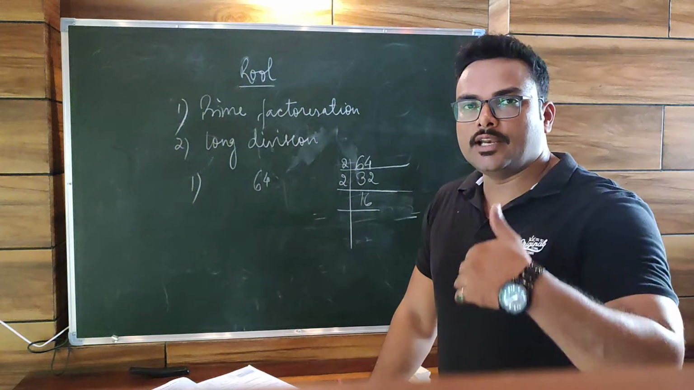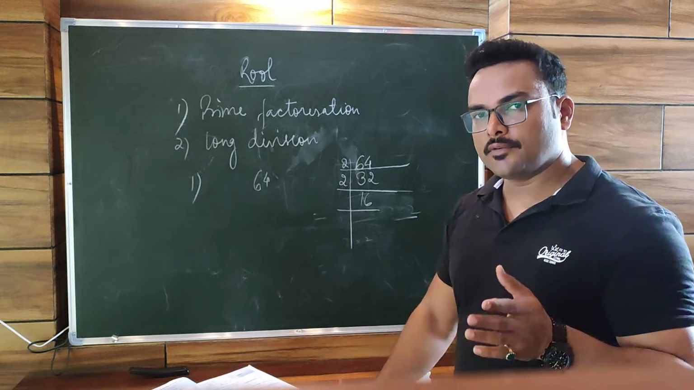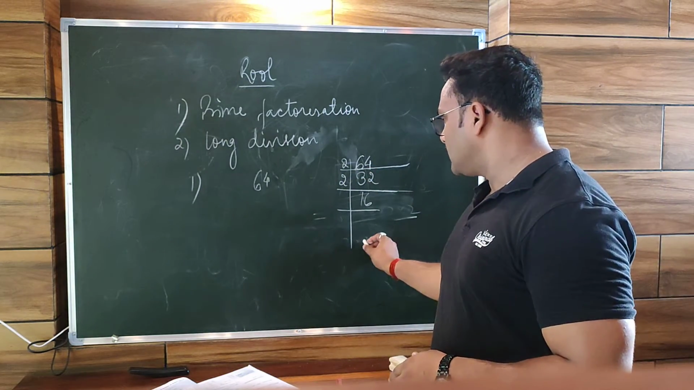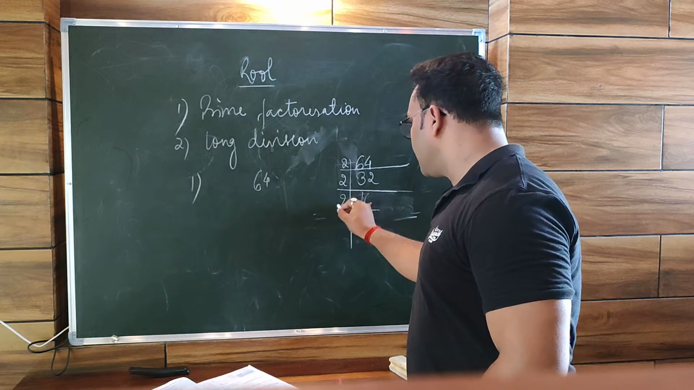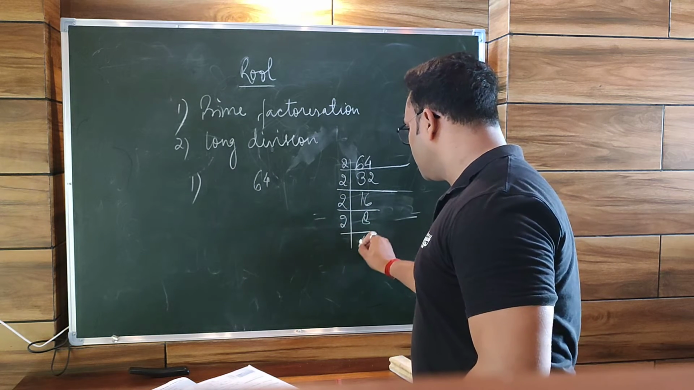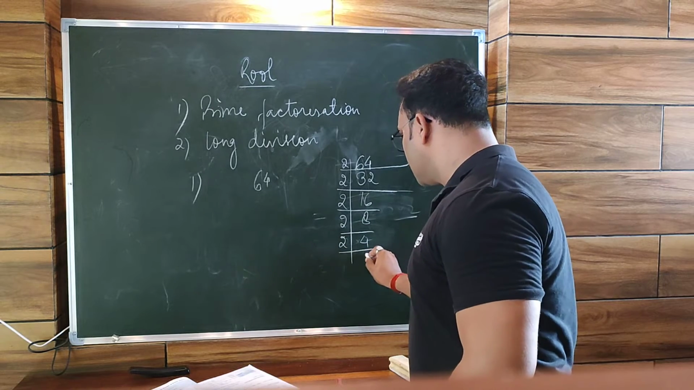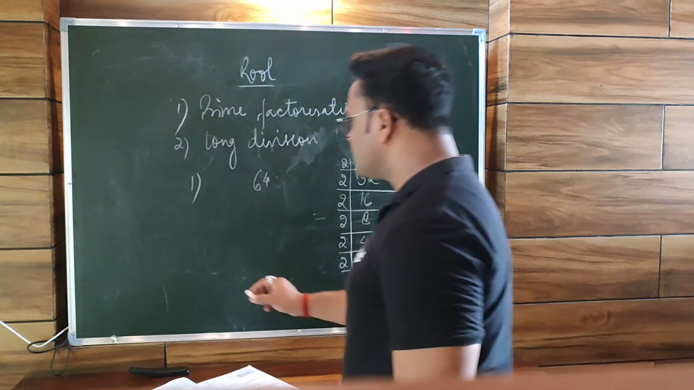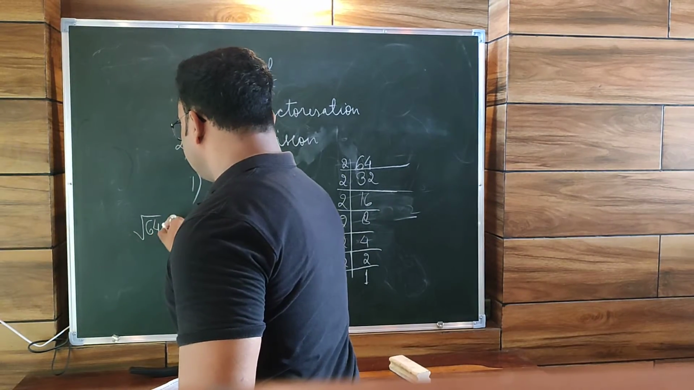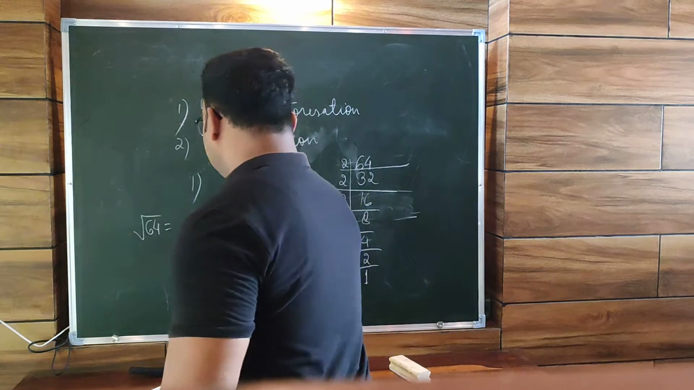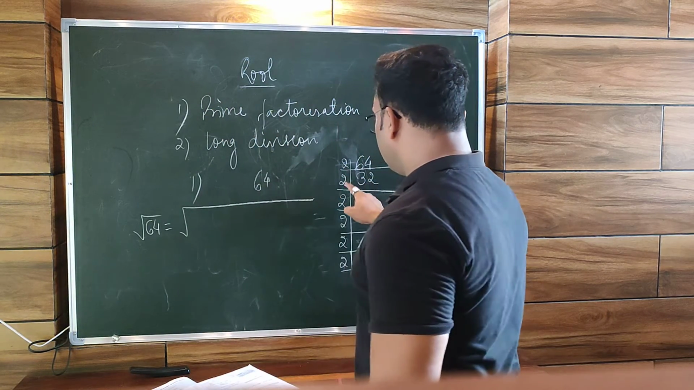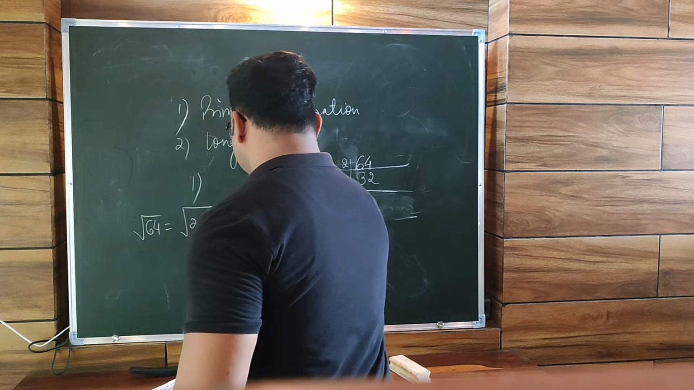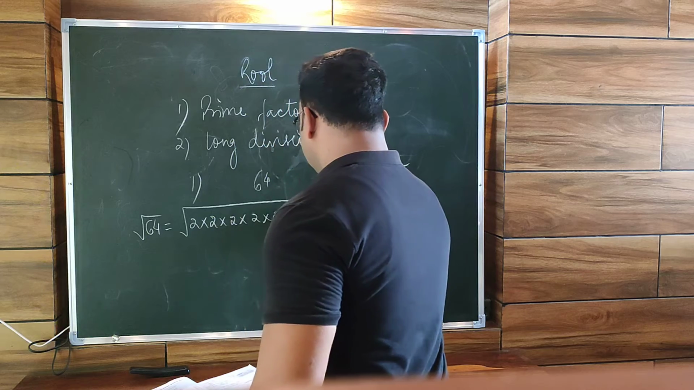You will continue dividing it by 2 as long as the number is even, and we are dividing until we get 1. So again by 2, 8, 2, 4, 2, 2, and by 2 again it is 1. So root 64 you can write as root 64 is equal to 2 into 2 into 2 into 2 into 2 into 2.